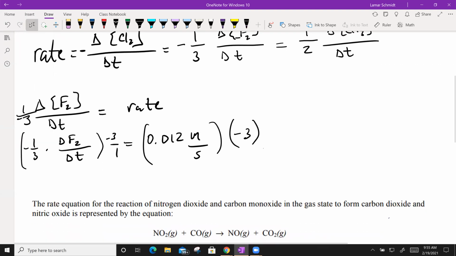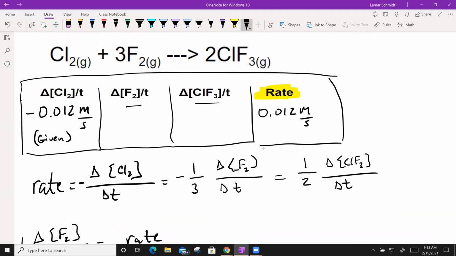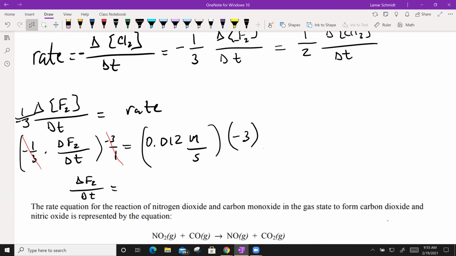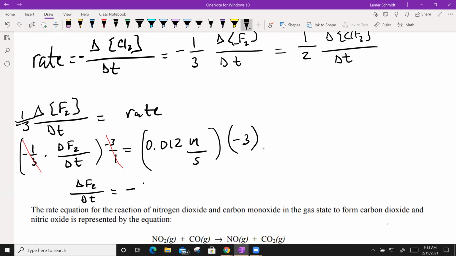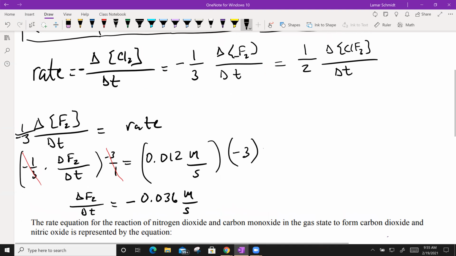And so now you're left with, these are canceling, they cancel each other out. You're left with just the change in concentration of F2 with regard to the change in time. And that's what we're trying to solve here. Notice that's all we're trying to solve here. And so 0.012 times -3, all right, times -3 is going to be negative 0.036 molar per second. All right, and so does that make sense?